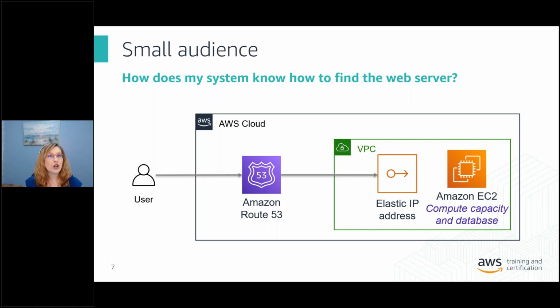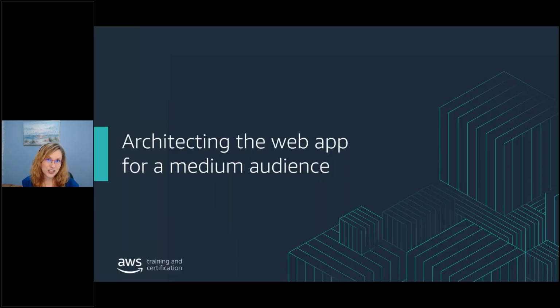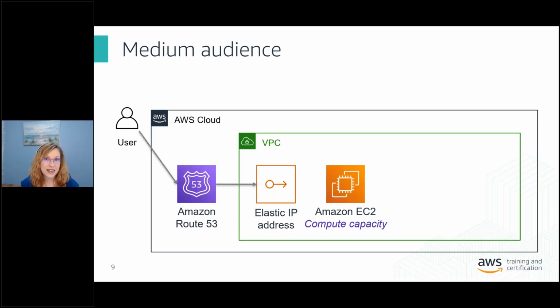Now, even our largest EC2 instances are eventually going to get outpaced by traffic that may come in to our website. And so we have to be able to move then from just servicing a small audience to servicing a larger audience. We get into now the architectures for our medium-sized audiences. Now, what we have at this point is we have our users connecting via Route 53 to our Elastic IP address, which is in connection to our EC2 instance.